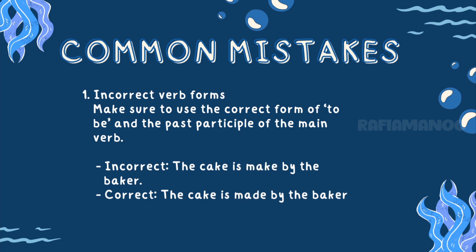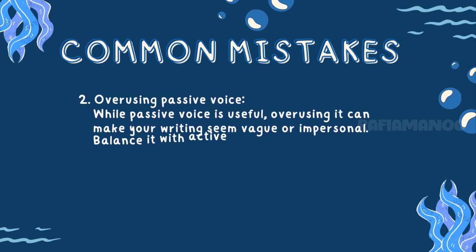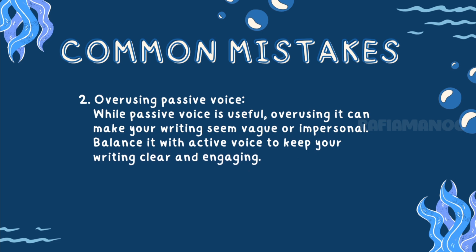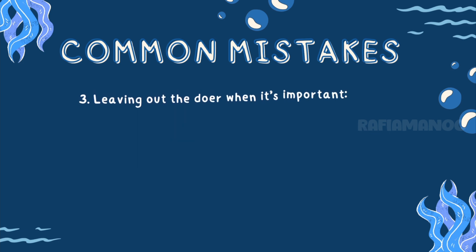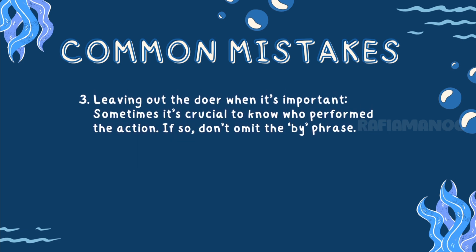Number 2. Overusing passive voice. While passive voice is useful, overusing it can make your writing seem fake or impersonal. Balance it with active voice to keep your writing clear and engaging. Number 3. Leaving out the doer when it's important. Sometimes it's crucial to know who performed the action. If so, don't omit the by phrase.